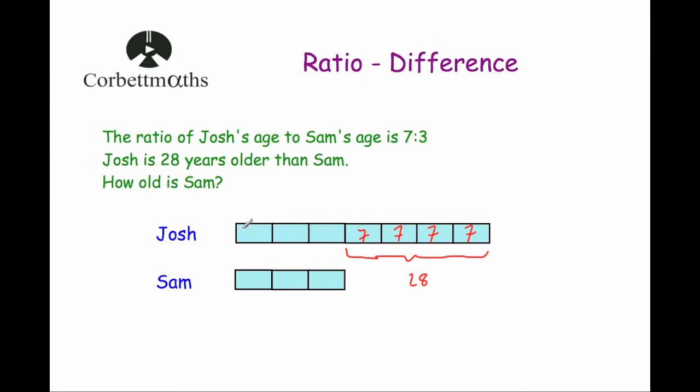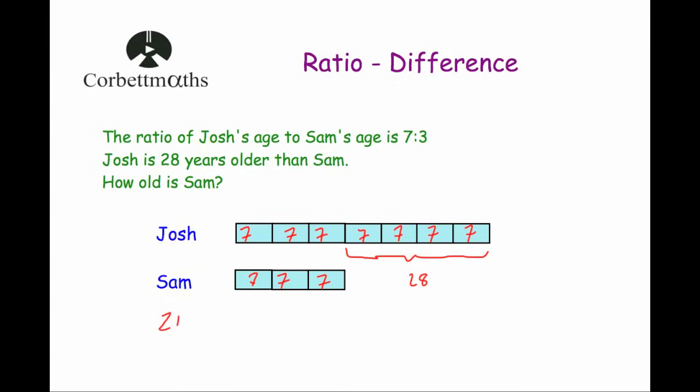So we can just fill those in. 7, 7, 7, 7, 7, 7, 7. And for Sam, 7, 7, and 7. And the question said, how old is Sam? Well, Sam is 7, 14, 21. And that's it. So those diagrams are really useful.